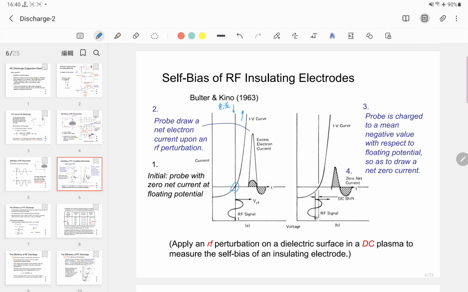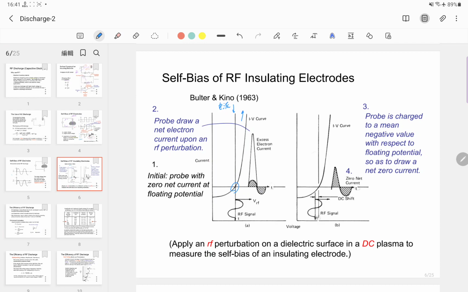So here is the RF signal voltage, and the horizontal axis is time. So actually you pass a sinusoidal RF signal to the probe. So at this half cycle, the probe is biased positively, and this half cycle, the probe is biased negatively. Right? So again, when the probe is biased positively, the probe will collect extra electrons from plasma.